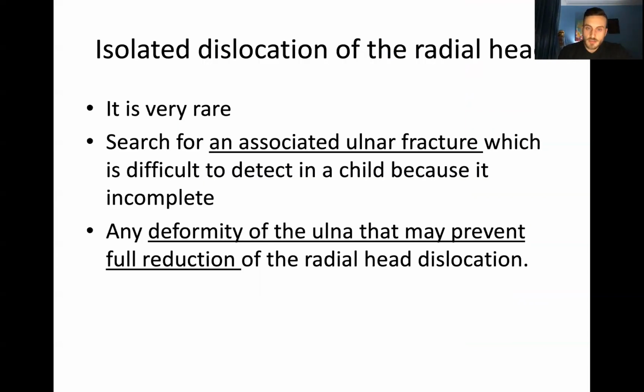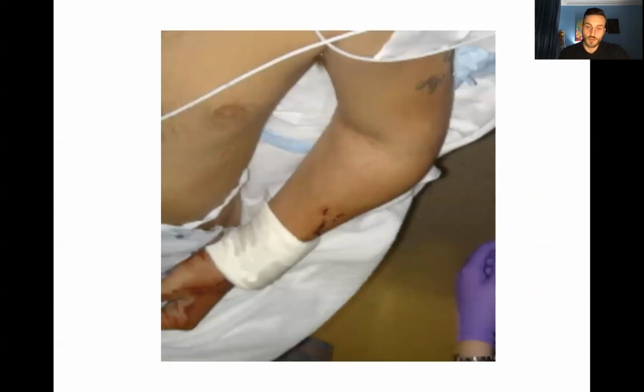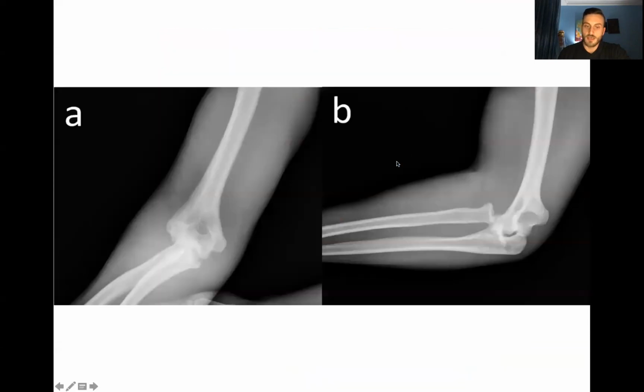Isolated radial head dislocation is usually rare, associated with ulnar fracture. We will talk about it more in the next lecture. Any deformity of the ulna may prevent full reduction, so you have to go and fix the ulna, then reduce the radius. So the ulna may be a problem for the radius to get reduced. This is a picture showing the swelling of the elbow on the lateral side. This is an X-ray. You can see here the radial head is anterior to the capitulum, so it is dislocated.